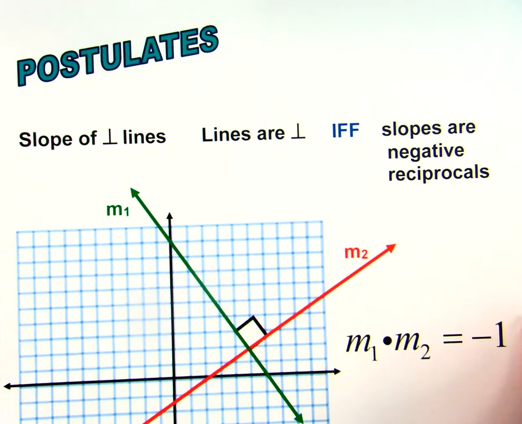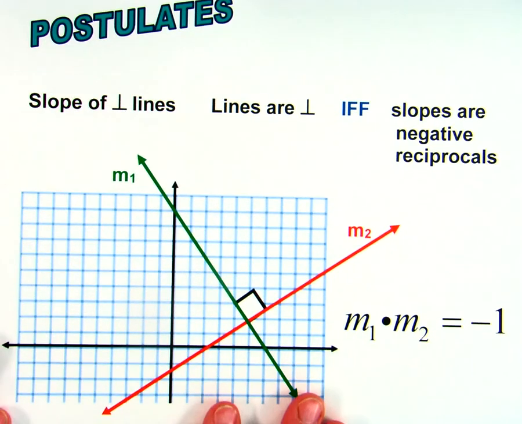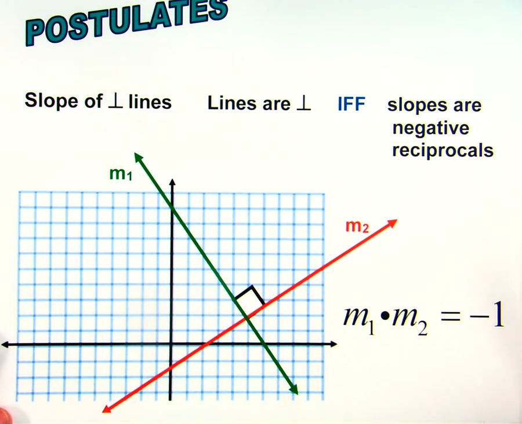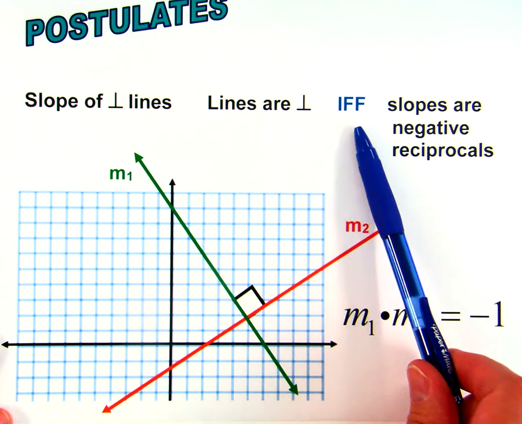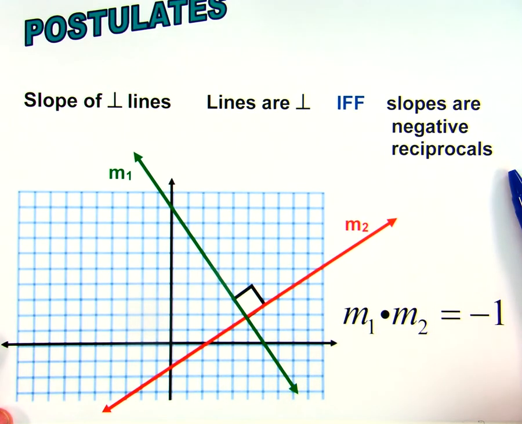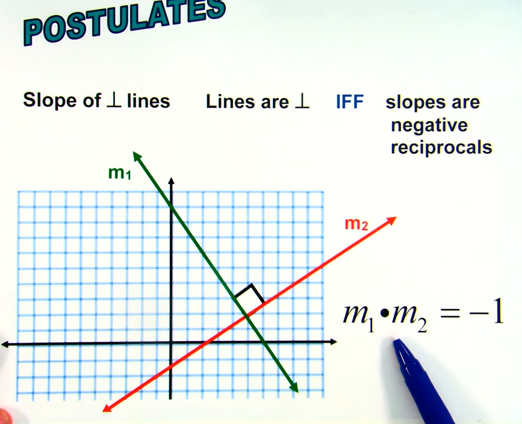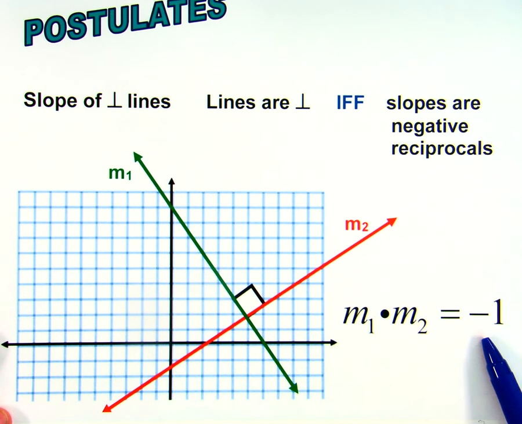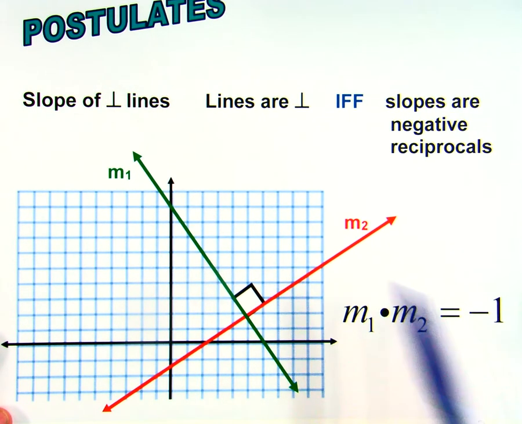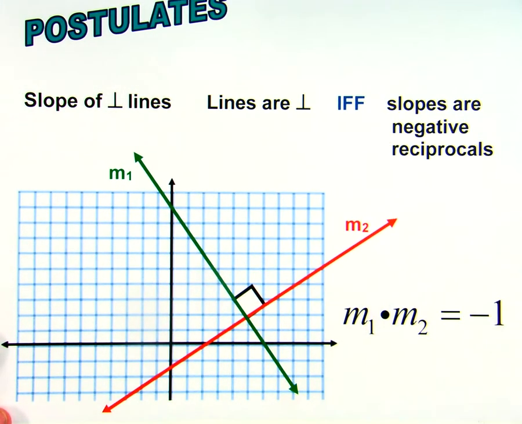Another postulate, the slope of perpendicular lines. Lines are perpendicular if and only if the slopes are the negative reciprocals. Another way to say negative reciprocals is that if you multiply the 2 slopes, you will get -1. Here we have an example of it.